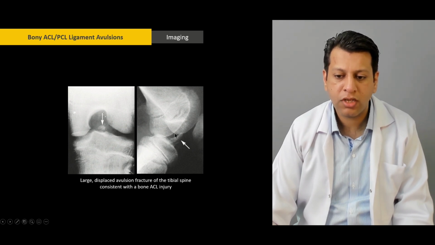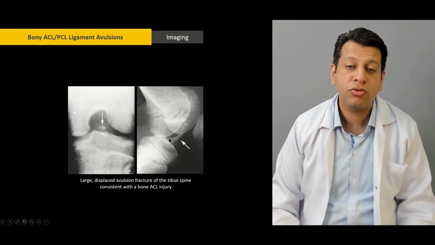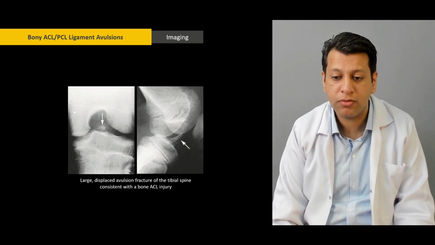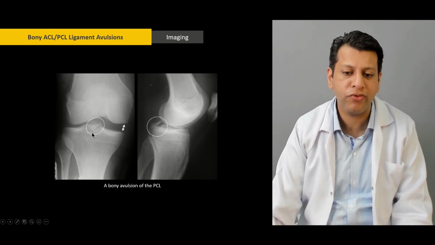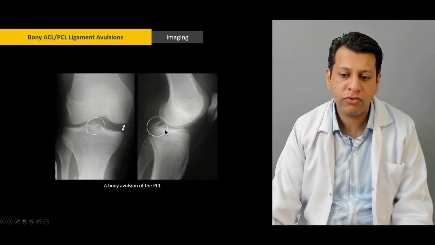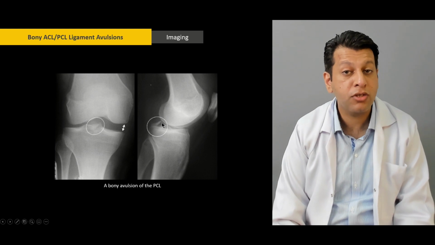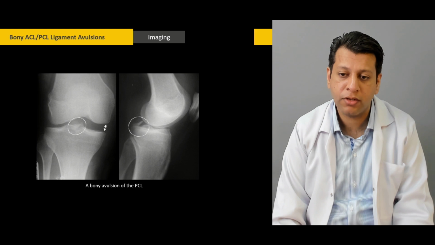If you see, this is the same on the lateral view. Can you appreciate that there's a flake of fragment which is coming more anteriorly? So this could be an avulsion fracture along with the ACL rupture. If you see it over here, on the AP view this also looks like a tibial spine fracture. But on the lateral view, this spine is coming more posteriorly. This means this could be a bony avulsion fracture along with the PCL rupture.